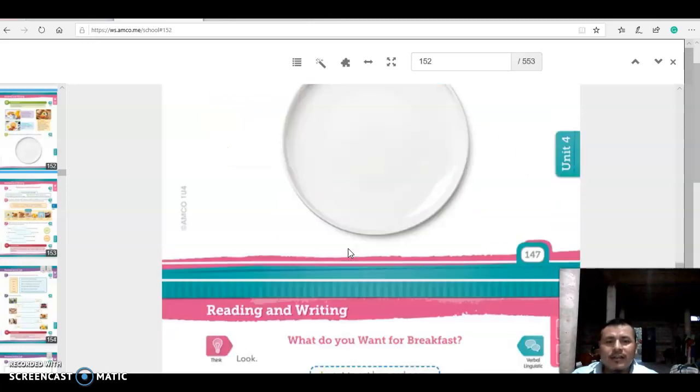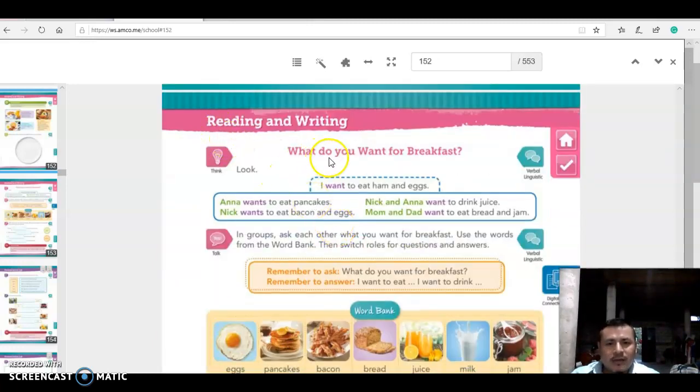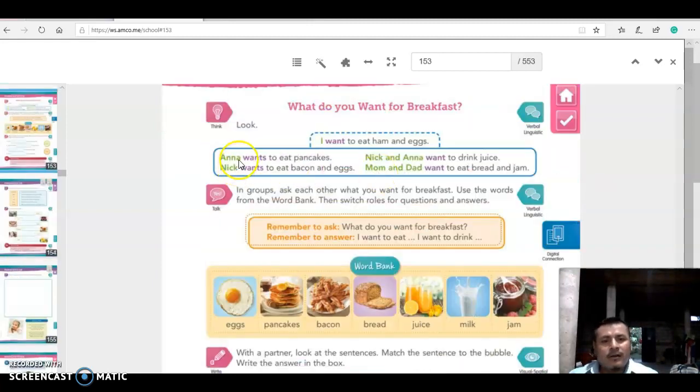So we're gonna go on to the next page. What are we gonna do on this page? What is this one? What do you want for breakfast? See? Okay, repeat with me. We're gonna look at this one. We're going to learn a little bit about want. So repeat with me: want. You see this name? Anna wants to eat pancakes.